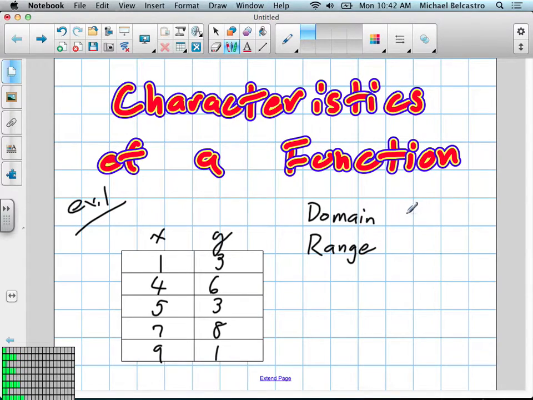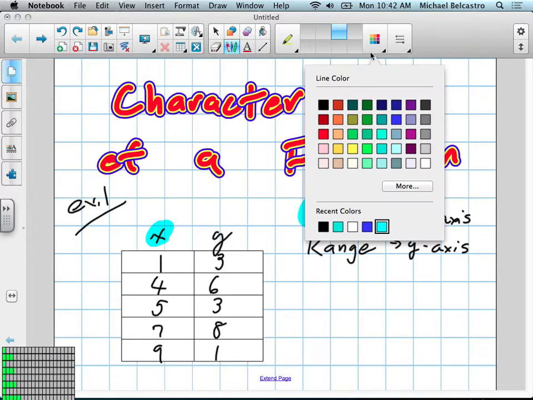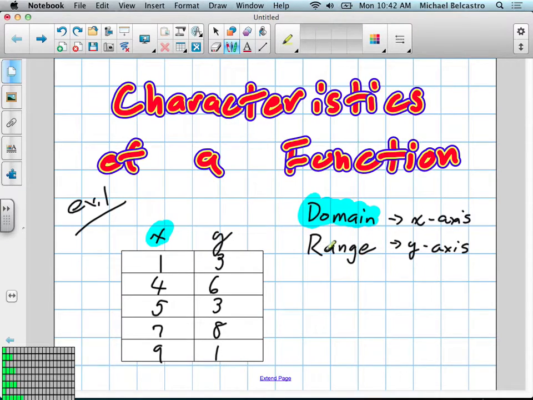Domain is going to work with your x-axis, or all of your x points. And your range is going to deal with the y-axis, or all of the y points. So very important to remember this. Domain, x. There you go, domain, x. And range deals with our y.